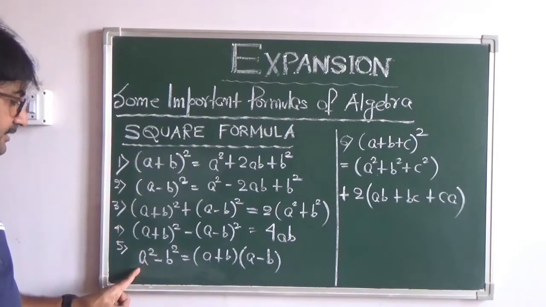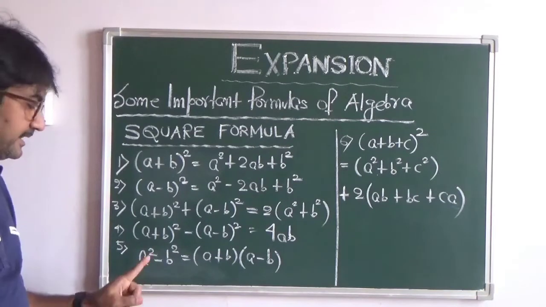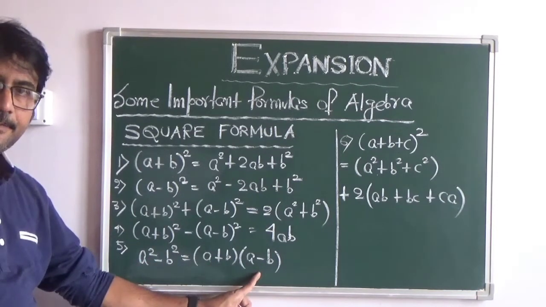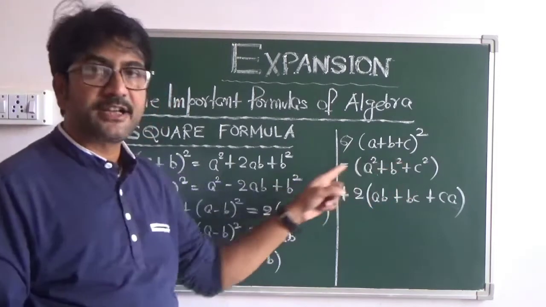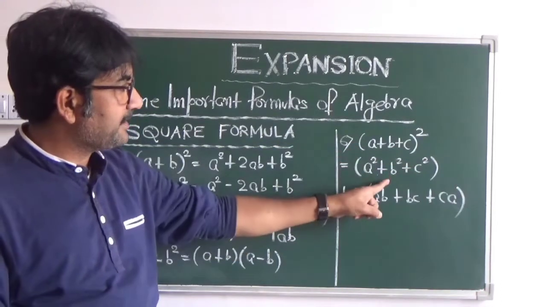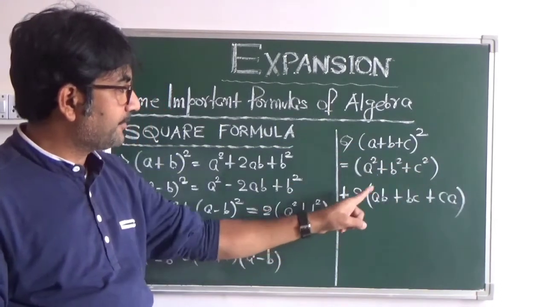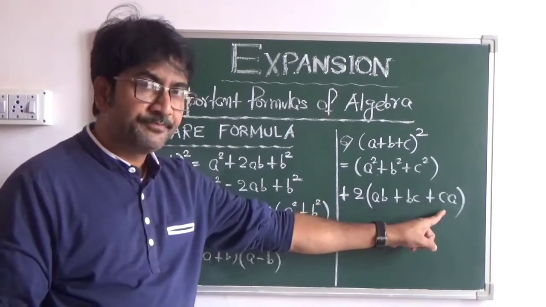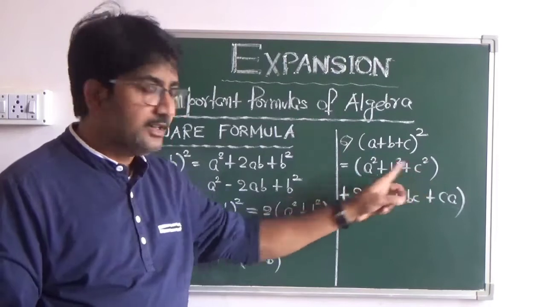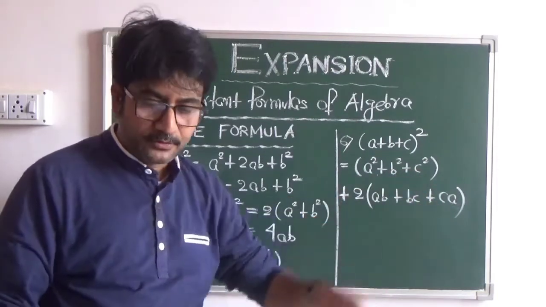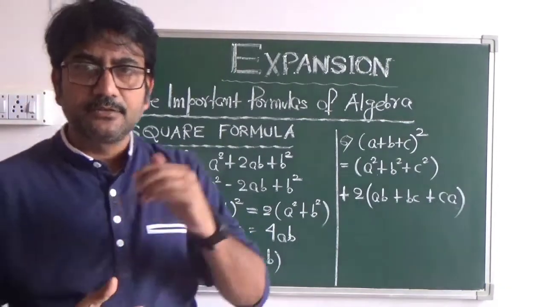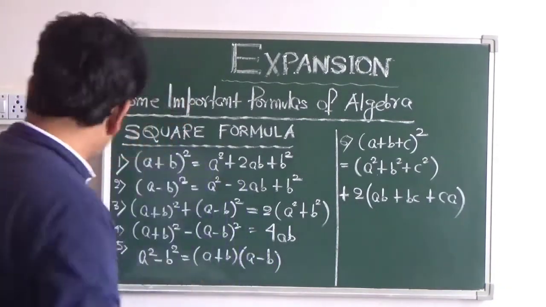Then the difference of the squares of any two numbers, that is a square minus b square, equals (a plus b) into (a minus b). Here is the square of a trinomial: (a plus b plus c) whole square is a square plus b square plus c square plus twice of (ab plus bc plus ca). So the square of a trinomial consists of 6 terms, 3 square terms and 3 product terms. We have more formulas to deal with, so let us write them on the board.